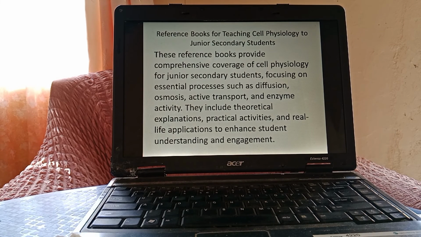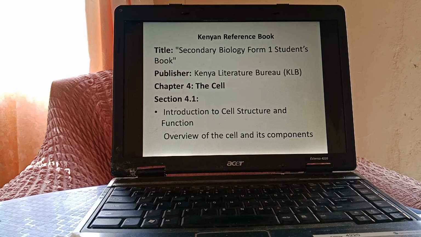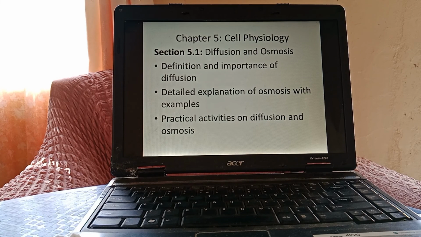So I'll just show you the reference books. All right. Kenya reference book. Secondary Biology Form 1 students book. You have to read chapter 4, the cell, and then you read section 4.1 of that book. Introduction to cell structure and function, overview of the cell component. Then you read chapter 5, diffusion and osmosis, definition, importance, detailed explanation of osmosis and practical activities.